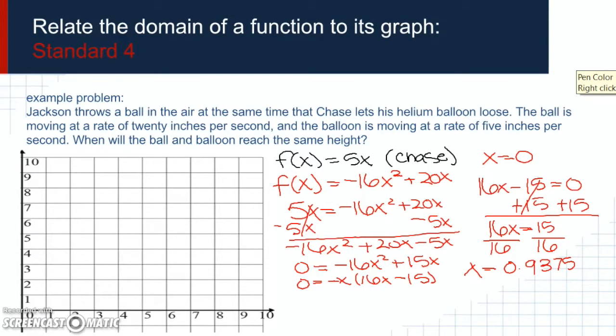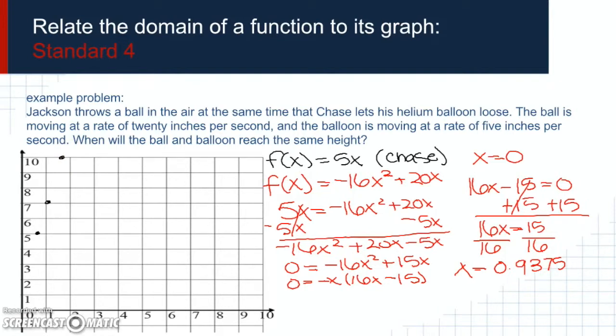The next step of this problem is to graph the equations. So when you plug the equation into your calculator, for Chase, you should get 1, 5, 1.5, 7.5, and 2, 10. And then when you draw your line, it should look something like this.